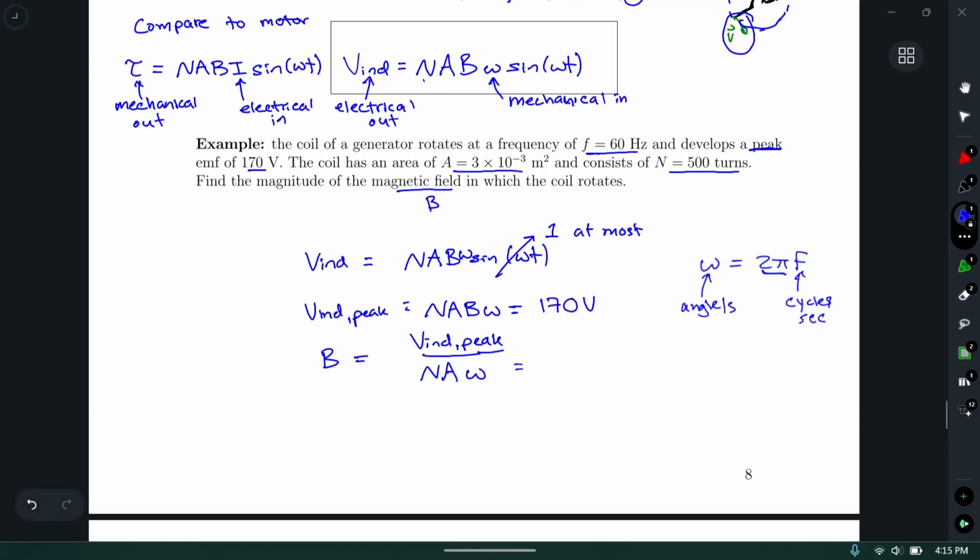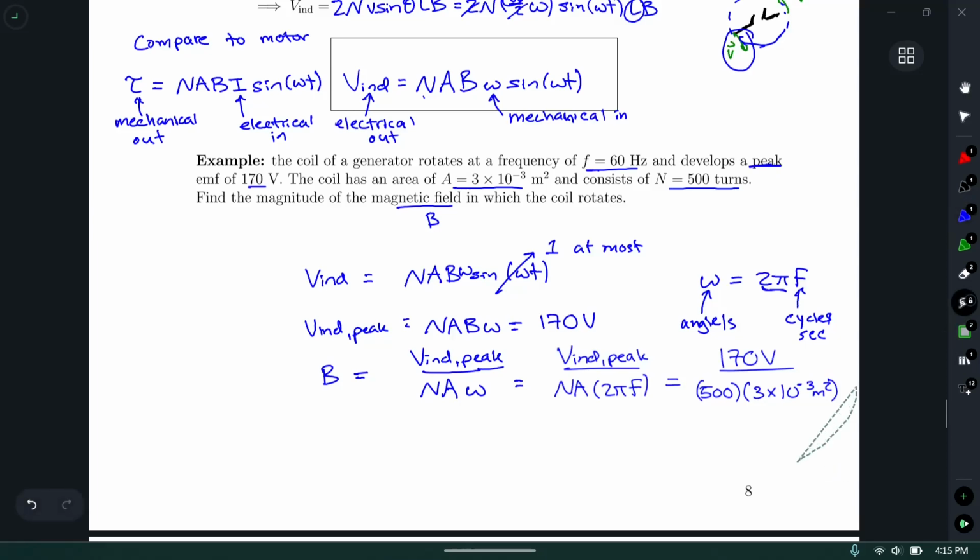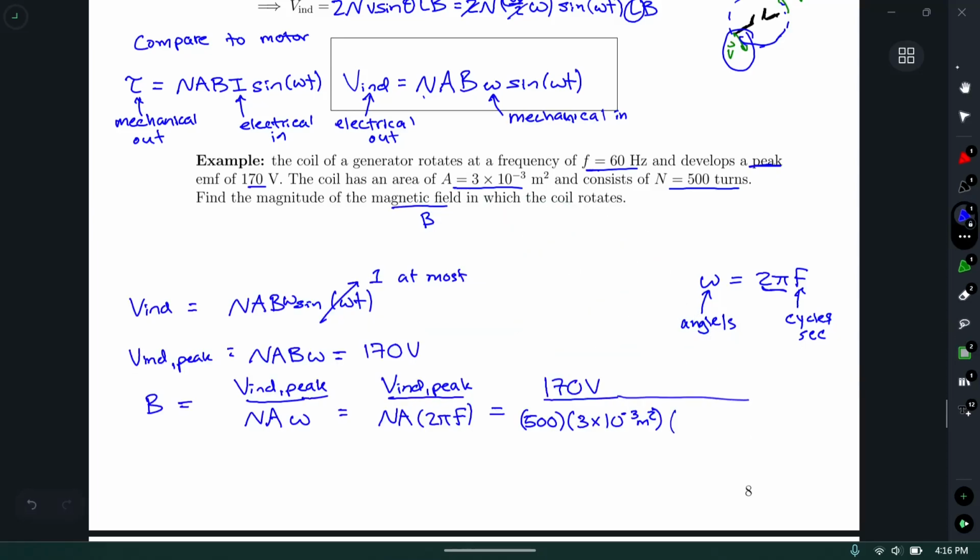So we should write this as that peak EMF over number of loops, area of each loop, 2 pi times this frequency, where it's measured in hertz, or 1/seconds is what a hertz is. So 170 over 500 turns, no units on that. Area of each loop, running out of space here as usual. Still got to multiply by 2 pi, and then that frequency of 60 hertz. If we calculate all of that, we get 0.3 Tesla.